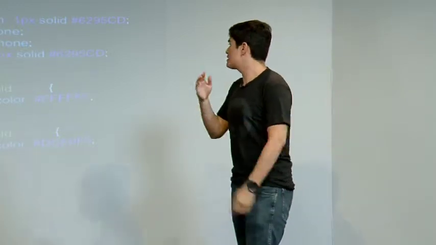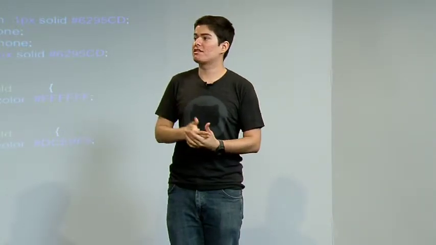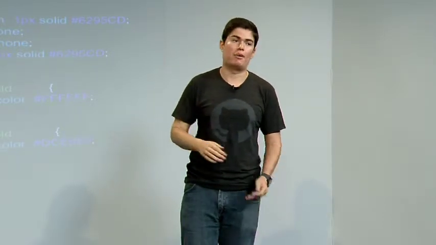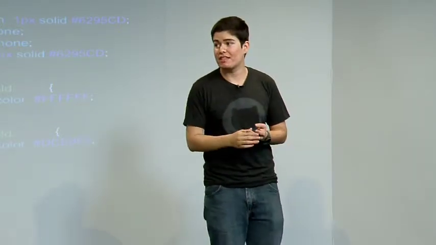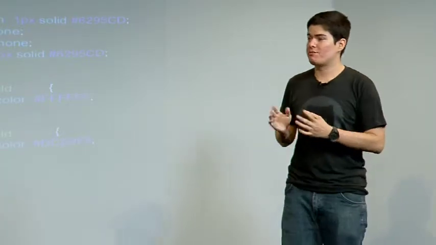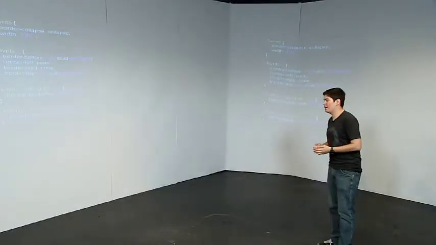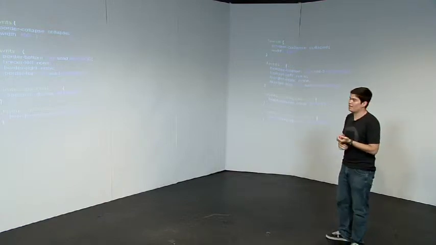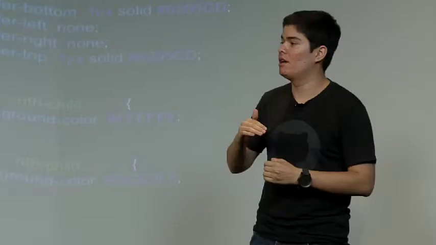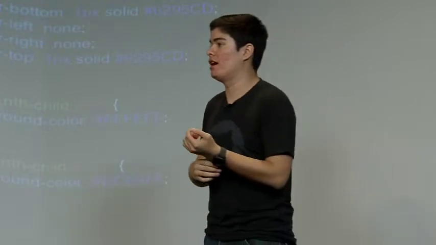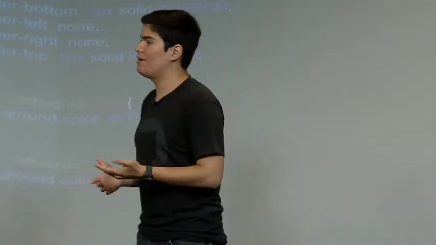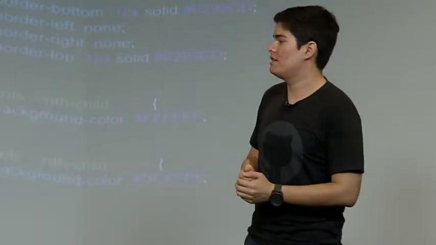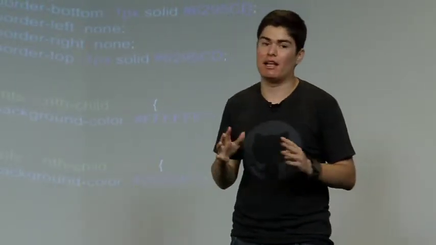So as you can see in this example, we basically have the 1 pixel solid border of a dark blue color at the bottom and at the top. And then afterwards, we have left and right being none, so we don't want anything there. Then afterwards, we have a special rule for nth child odd and nth child even, which basically allows us to alternate colors between each table row. And one color is going to be FFFFFF, and that just means it's white. And then the other one is DCE9F5, which is just a light blue color.